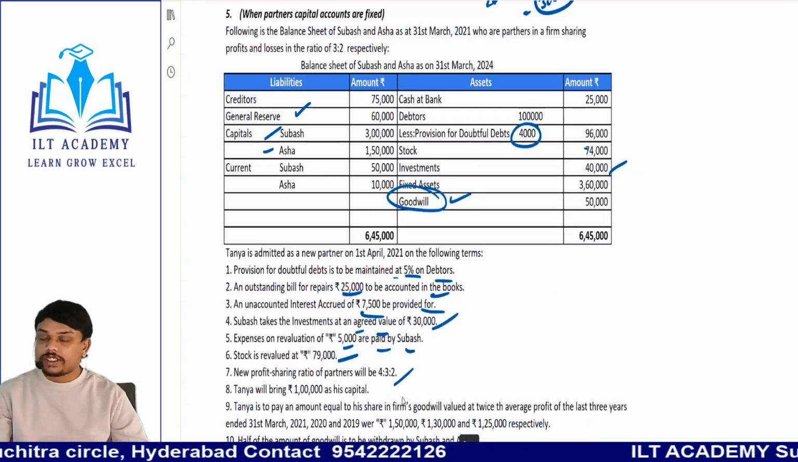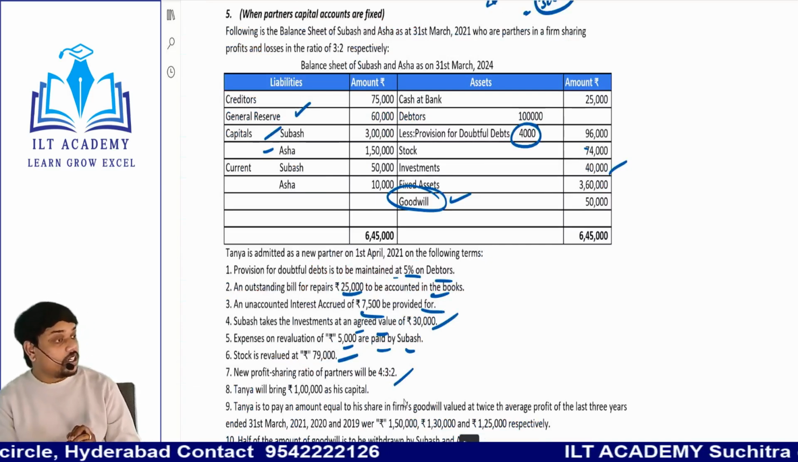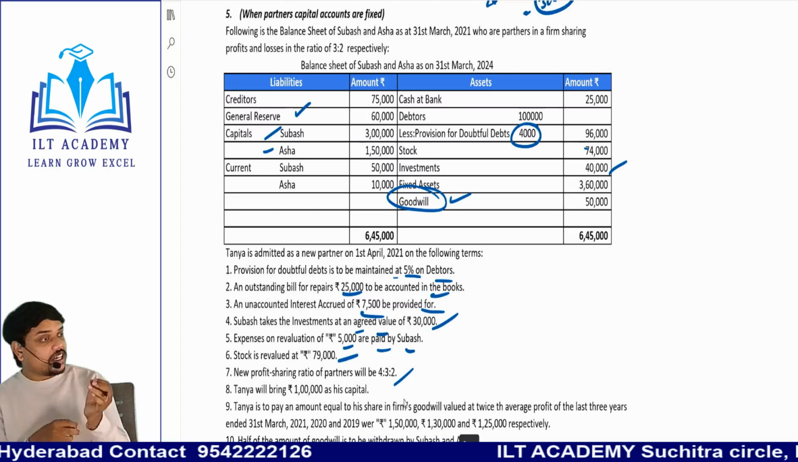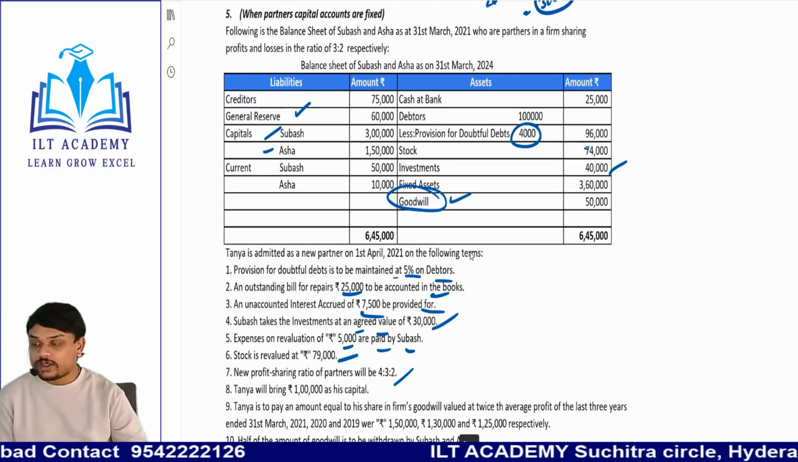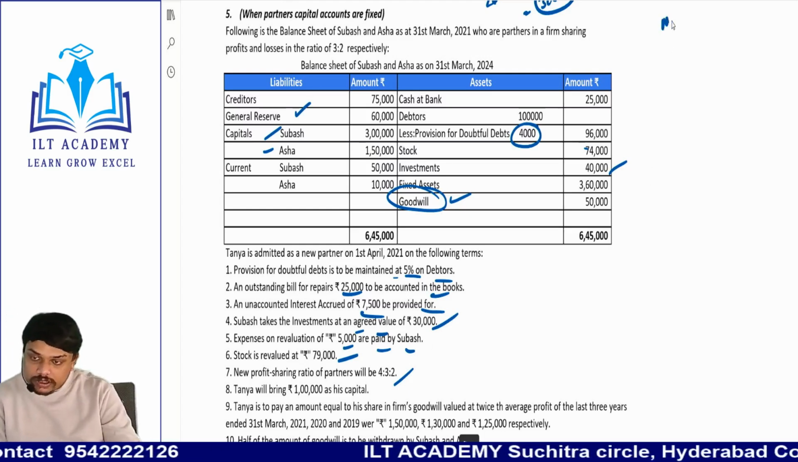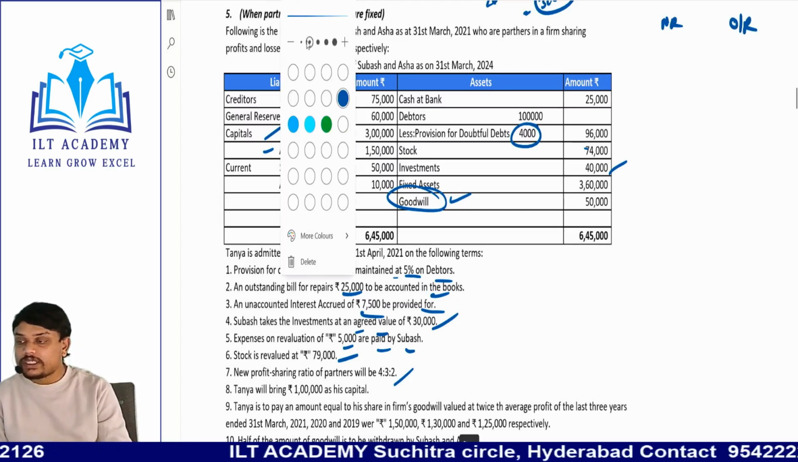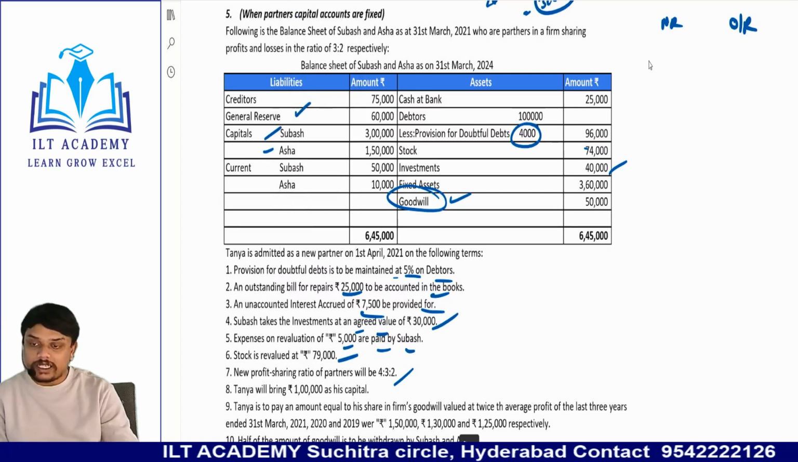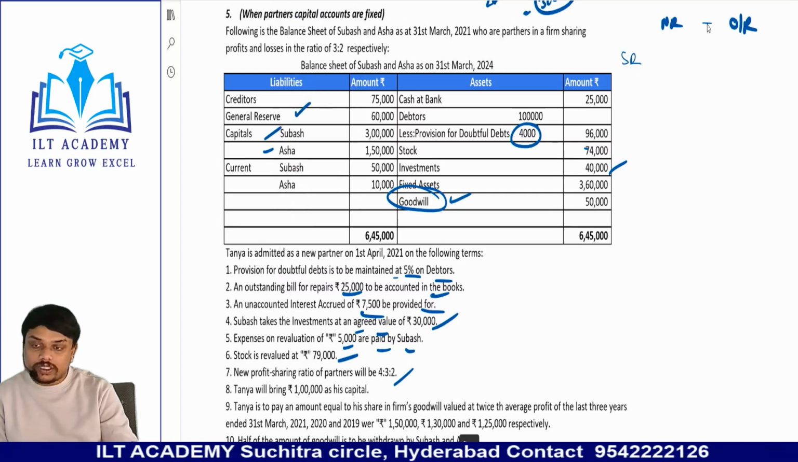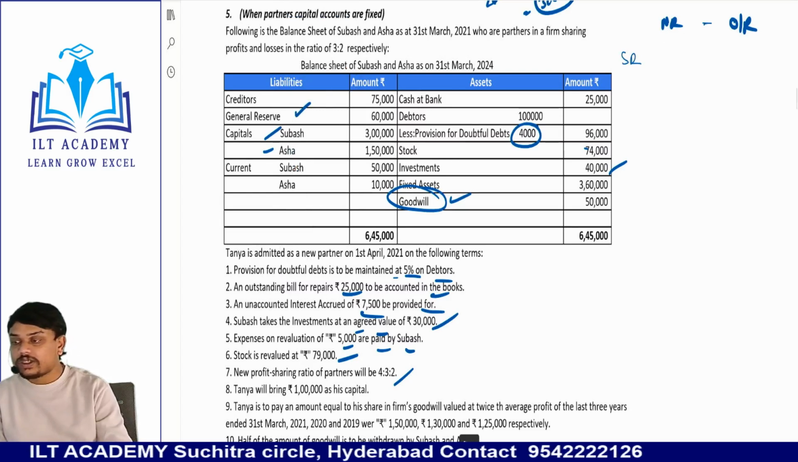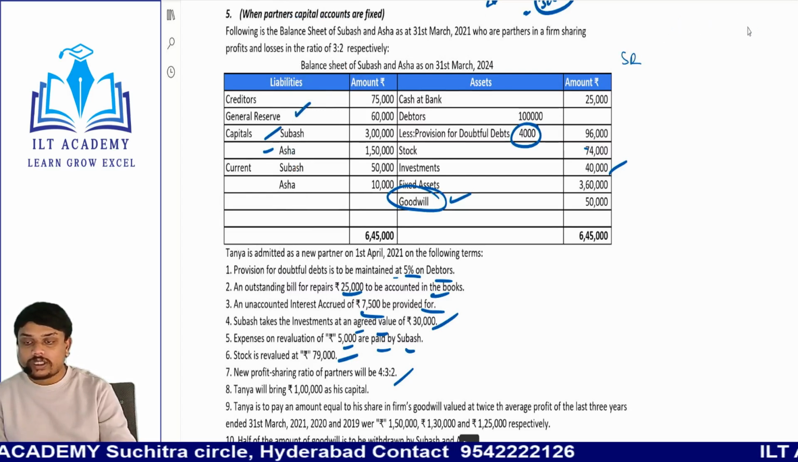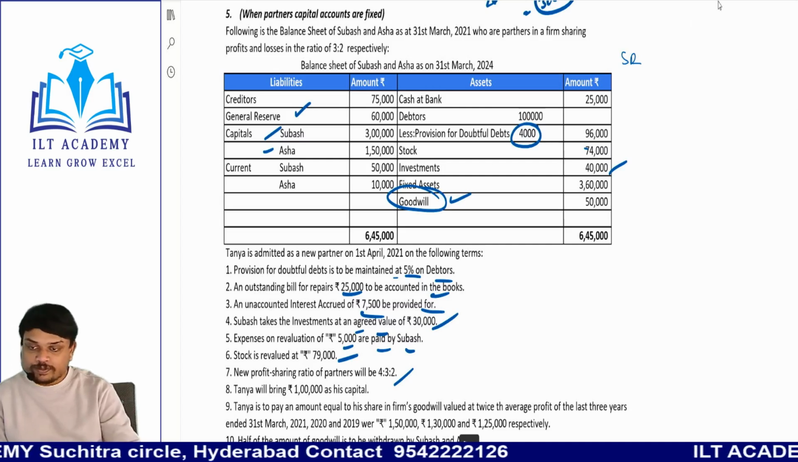New profit sharing ratio is 4:3:2. Finally, we have that question which has a new ratio and an old ratio. Whenever new ratio and old ratio are mentioned, we need to calculate the sacrificing ratio. Sacrificing ratio is old ratio minus new ratio. The formula is old ratio minus new ratio.